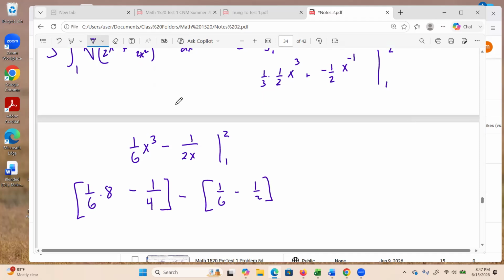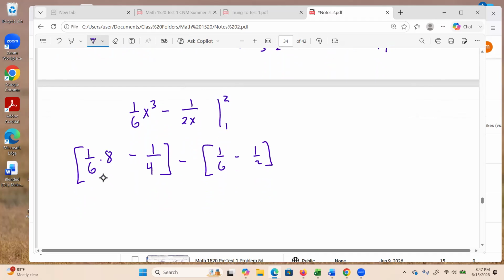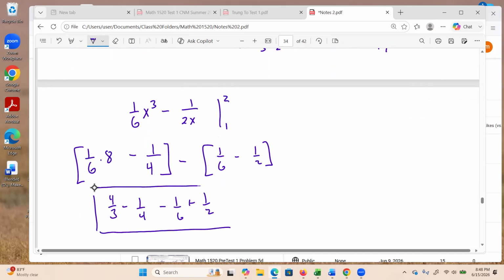Let's clean this up a little bit, but for the most part, this is looking pretty good. So let's factor out a 2. So we have 4/3 minus 1 over 4 minus 1 over 6 plus 1/2. We could plug this into a calculator. We could add this up really quick, but that's not a bad numerical answer to go ahead and get. So that works out pretty well.